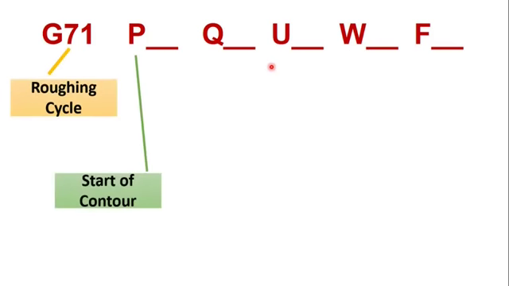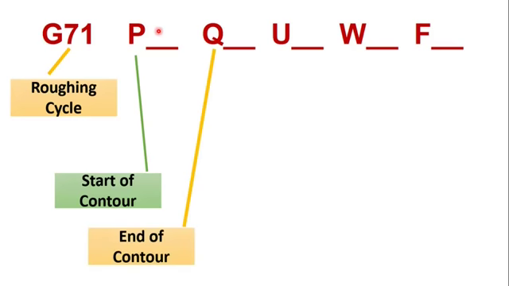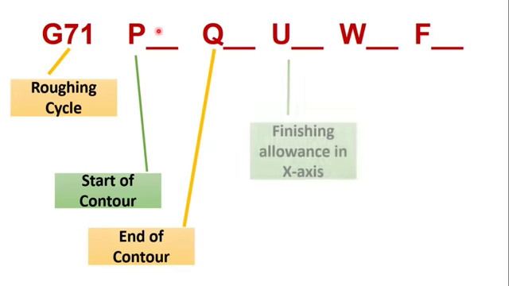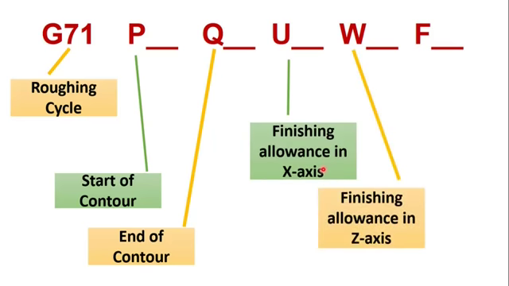Next, G71 is defined by these parameters, that is G71 P Q U W F. So what are these parameters? So P is nothing but start of contour, and after this whatever I am defining, that is actually a number which I'll tell you when I am solving the problem. Q is the end of the contour, U is the finishing allowance in X direction, W is the finishing allowance in Z direction, F is the feed rate.